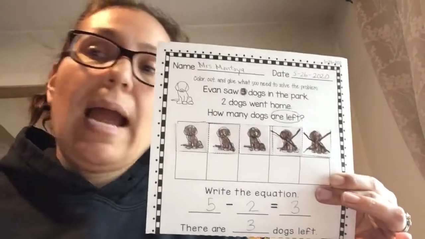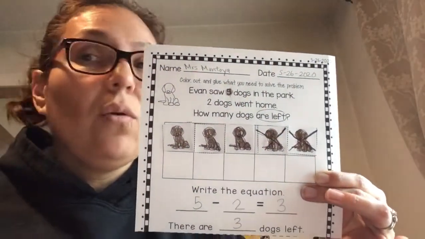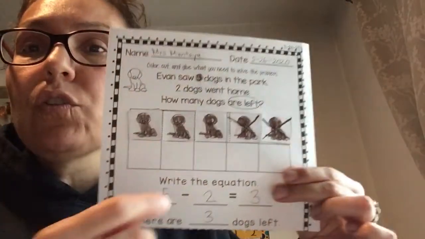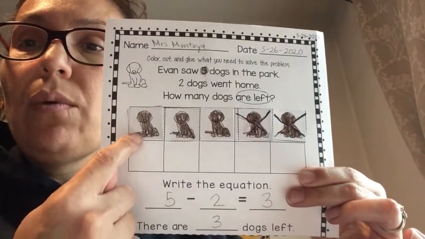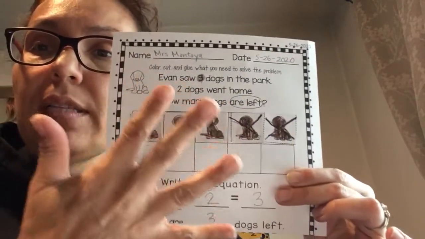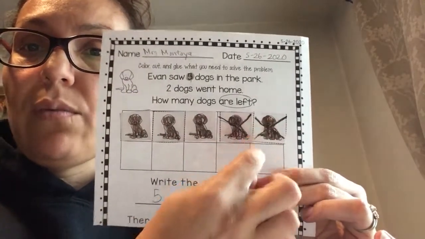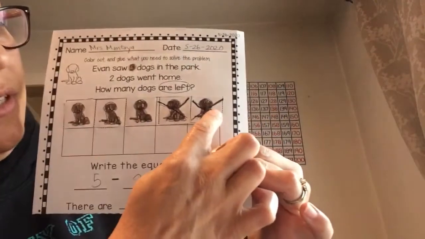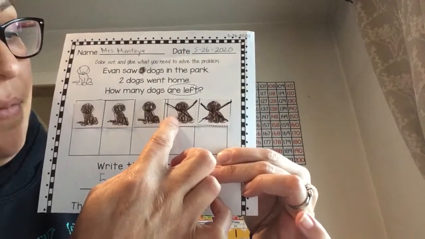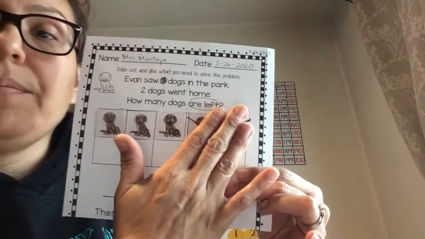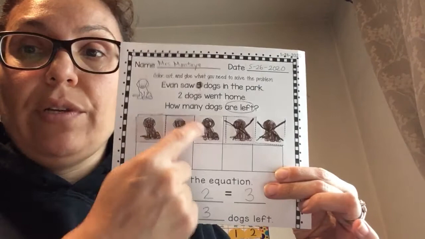So I circled "are left" because that's my clue. That's telling me that I'm going to be subtracting. I'm going to be taking away something. We're not adding anymore, okay? So the way I'm showing subtraction is by crossing out. He saw 1, 2, 3, 4, 5 dogs at the park. And then the story is telling me that 2 went away, so I crossed out 1, 2. Notice I started from right to left, okay? That way it makes sense in your 10 frame. This is still a 10 frame, okay? So I have 1, 2, 3 doggies left.